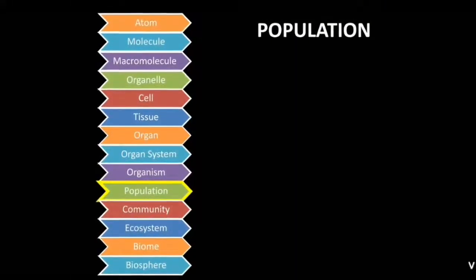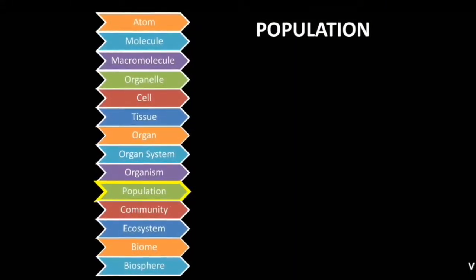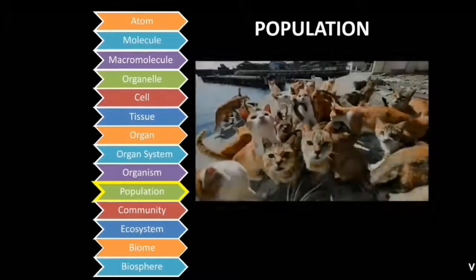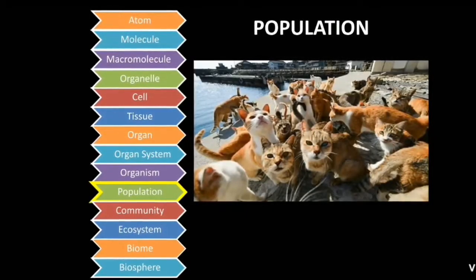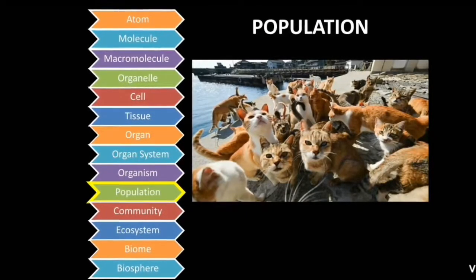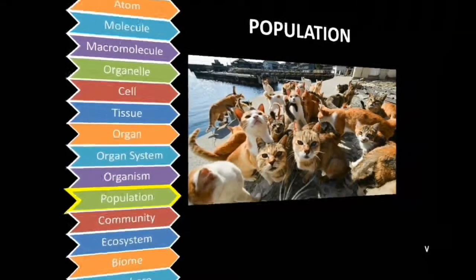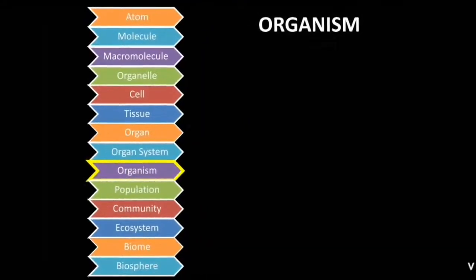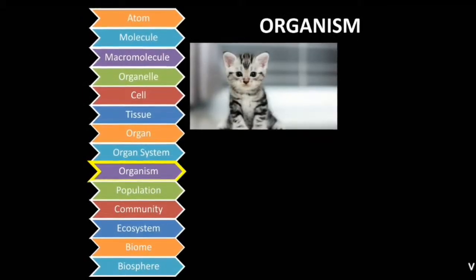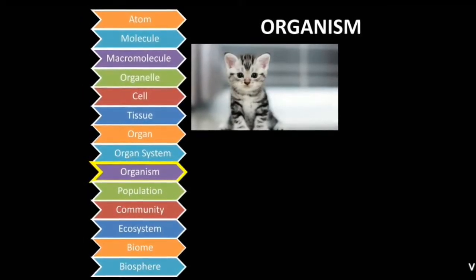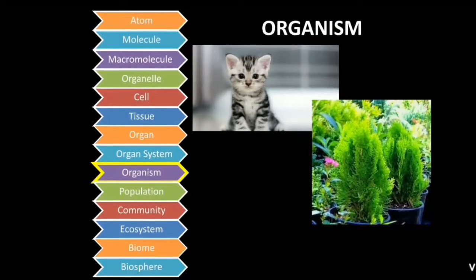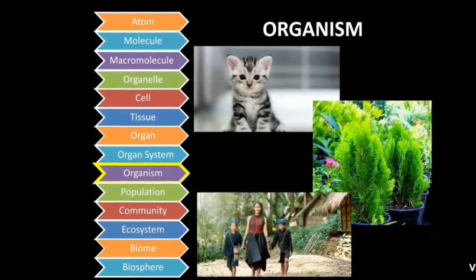The next level, after organism, is population. Population consists of some organisms of the same species. For example, this is a population of cats. The next level is organism. Organisms are such as animals, this is a cat, and then plants, and then humans.